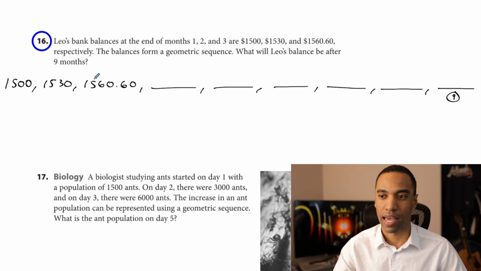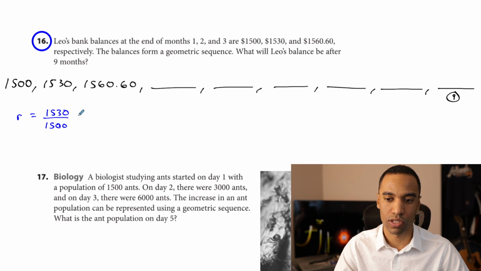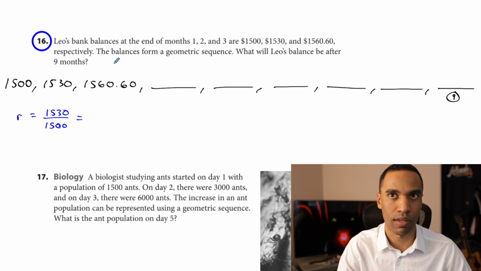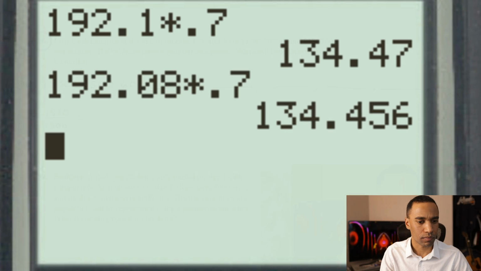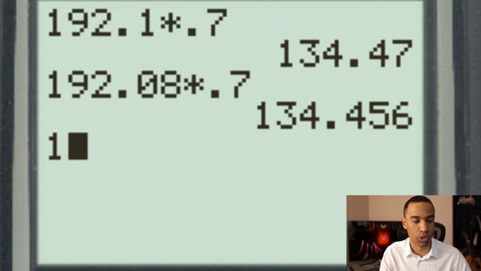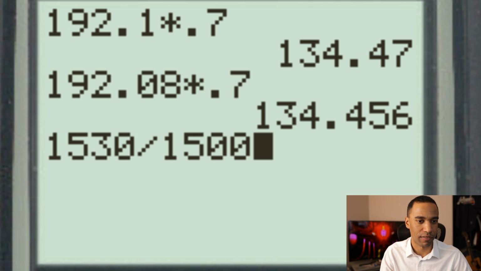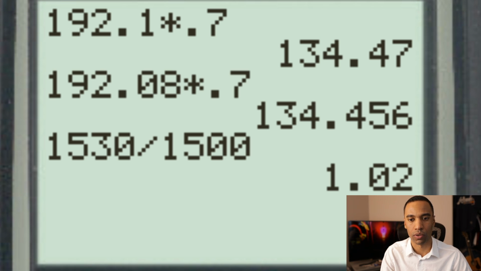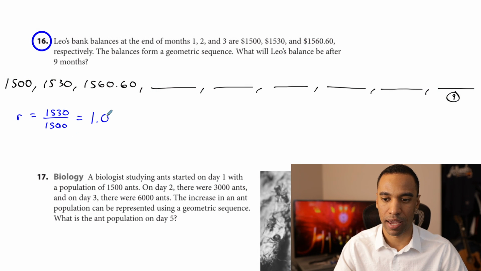So let's find out that common ratio. I'm just going to use 1530 over 1500. I think it's 0.02 because 30 over 1500 is, yeah. So let's check that out. 1.02 I should say, because it's going to be more. 1530 over 1500, that's going to be 1.02. So our common ratio of 1.02 is what we're going to be multiplying by each time here.